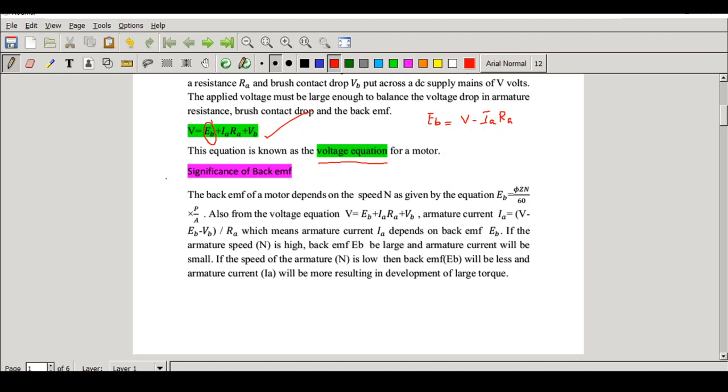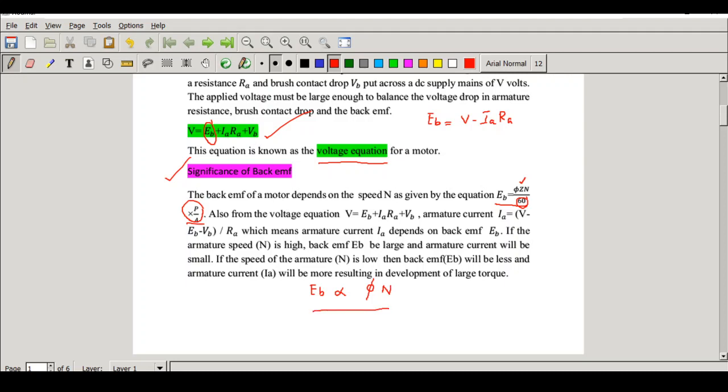Now here you can see the expression for the back EMF, that is EB is equal to phi Zn by 60 into P by A, right? And from that equation you can see that this Z, that is the number of conductors, is constant. The 60, of course, is a constant, and these two are constants, right? Which means back EMF is directly proportional to flux into speed. So this is also a very important relation.